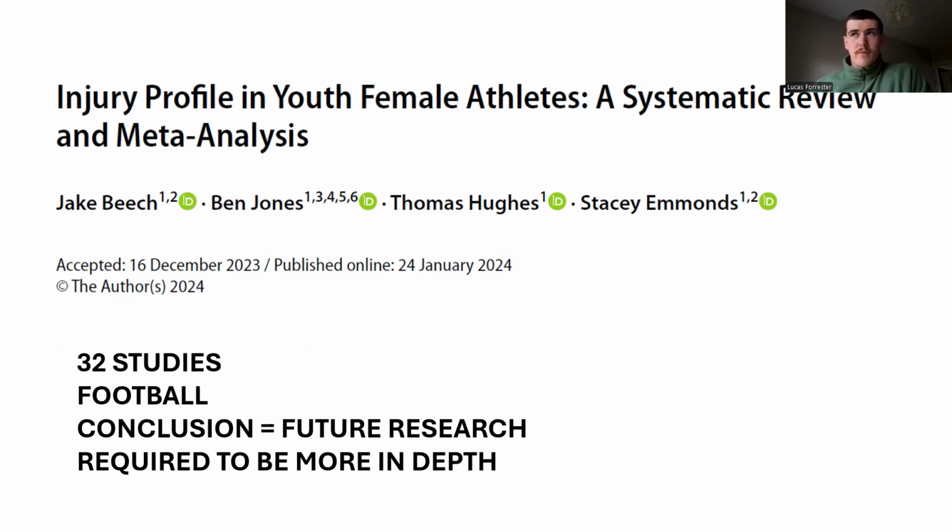Only a couple of them actually highlighted what the injuries were and how much time was lost due to these injuries. They concluded that future research needs to go more in depth into what the injuries are, how much time was lost, and what age this was happening, and it needs to cover a wide variety of sports, not just football, but netball, basketball, hockey, swimming, and other racket sports such as tennis and badminton.